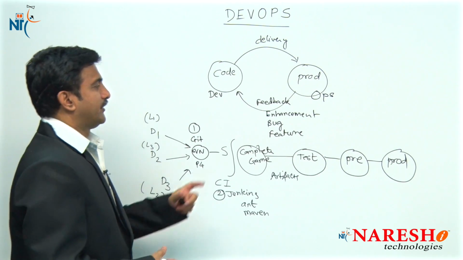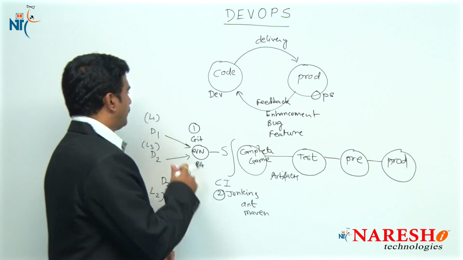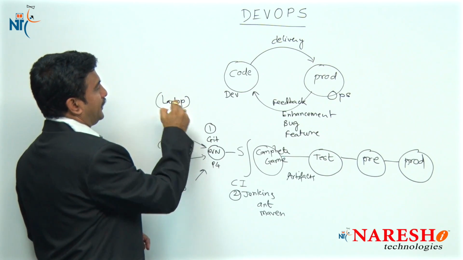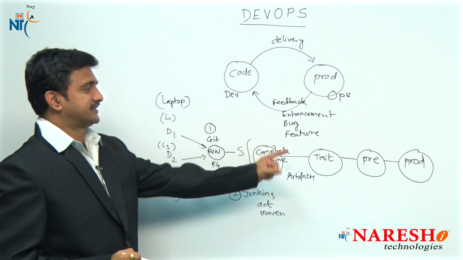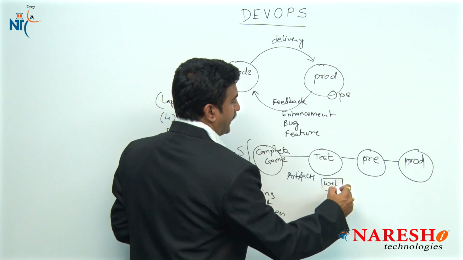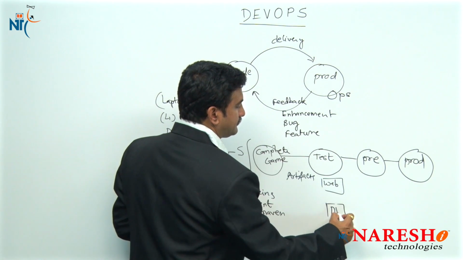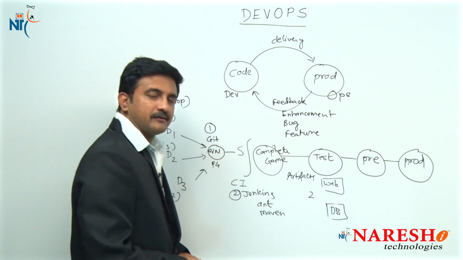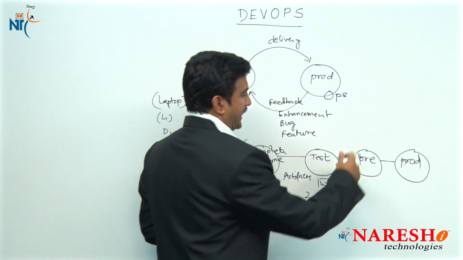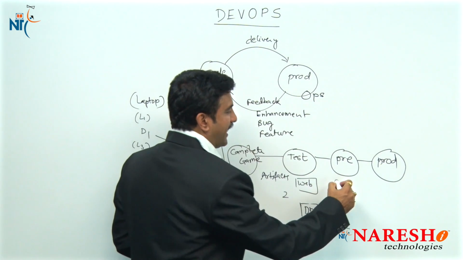Now, in real time, when you do the testing, the developer is developing on the laptop. Individual laptops then go to the test server, and they become a two-layer architecture: one is the web server and one is the database. So, we can say it is a two-tier architecture. Once we have this, it will go further into pre-production. It may have 5 layers.